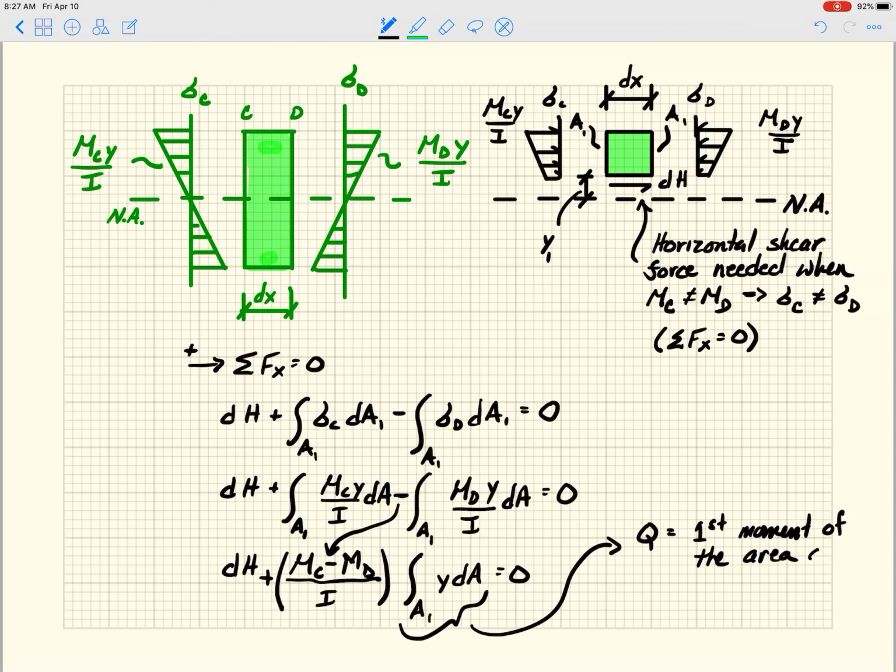So this is the first moment of the area above y1. And again, if you go back to the diagram, y1 is just where we've taken that cut. If y1 is 0, it's at the neutral axis. If y1 is negative, it's below the neutral axis. If y1 is positive, it's above the neutral axis. So that's the first moment of the area. We will talk about how to calculate that in a second, but now we can continue on.